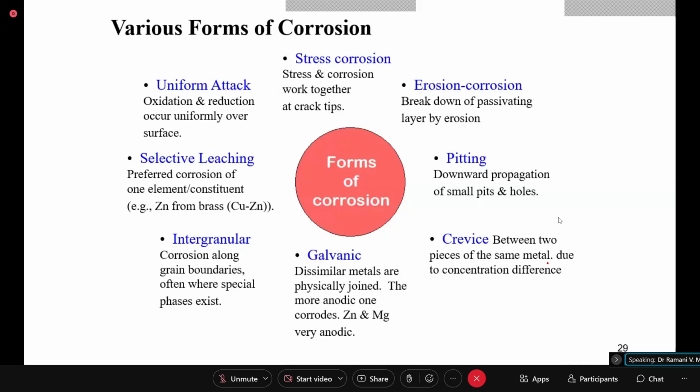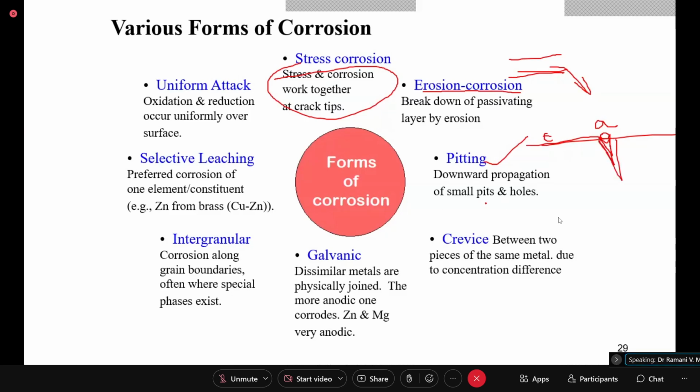So, various forms of corrosion. Stress corrosion happens due to stress in the metal. Erosion corrosion happens at the place, as I just told you, where friction will be more between the molten metal and the tube. Pitting corrosion happens due to a very small anodic area and a very large cathodic area. The pit starts forming due to the small anodic area, and that is how pitting corrosion takes place. Downward propagation of small pits and holes is seen.